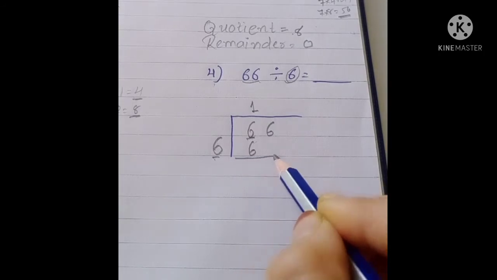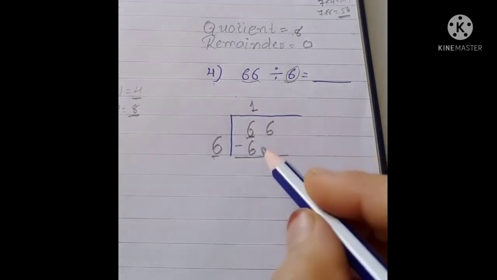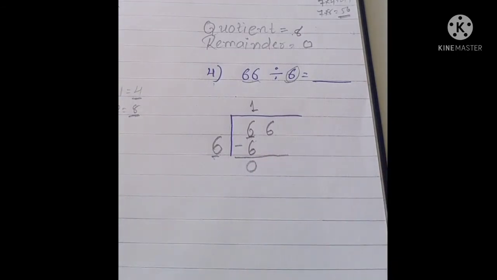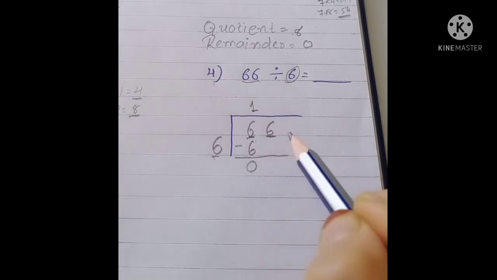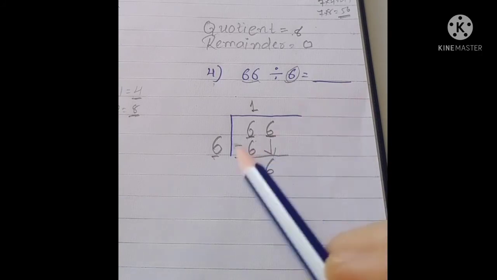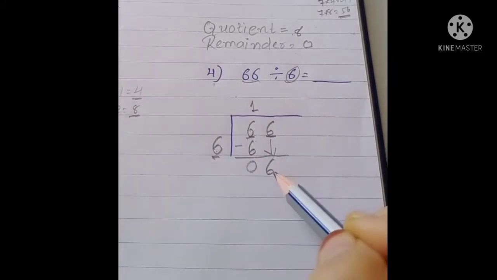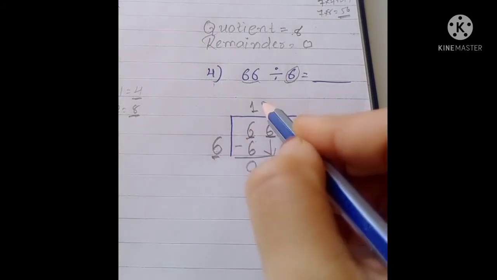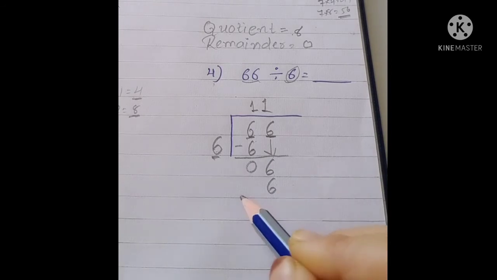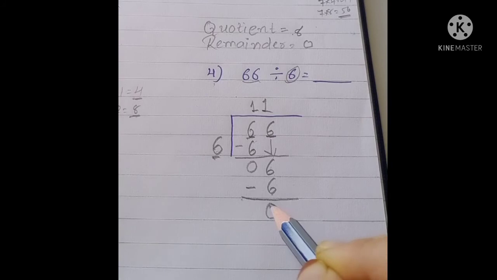What we have to do now? We have to do the subtraction, means 6 minus 6. So what answer do we get, students? 6 minus 6? Yes, we get answer 0. Now second, students, here we still have one number left. So you have to put it down, right? Now again you have to speak the table of 6 till you are getting 6. So 6 ones are 6. Yes or no? Then again we have to do the subtraction. So 6 minus 6, we get answer 0.